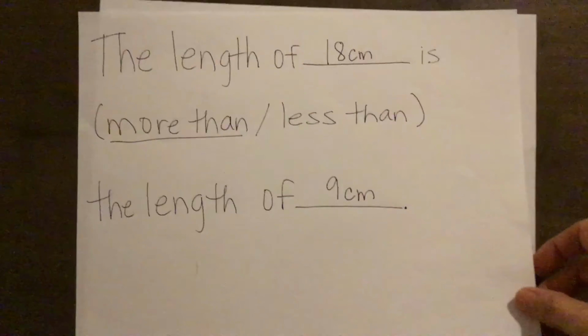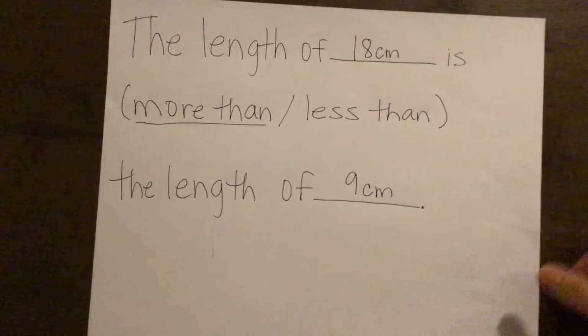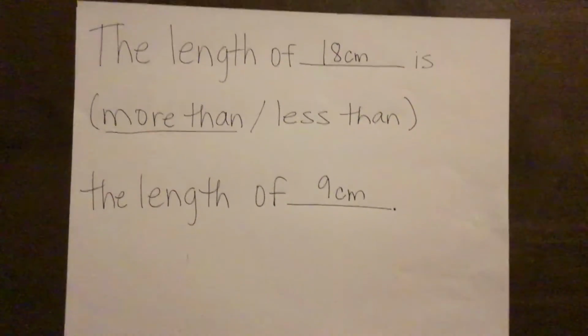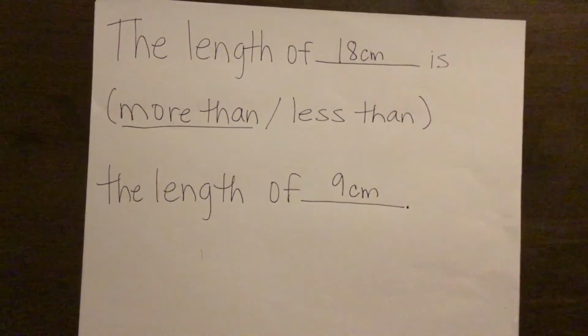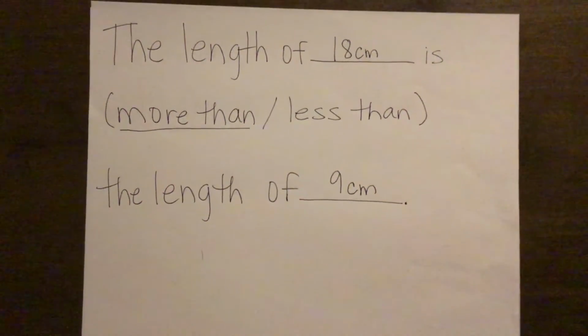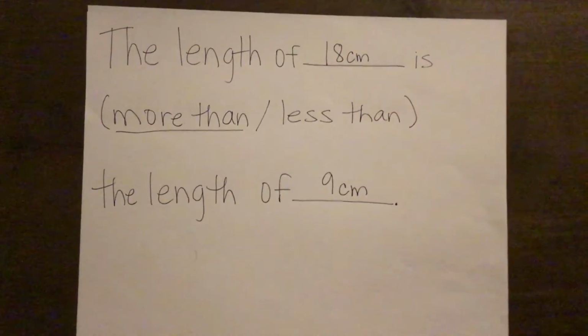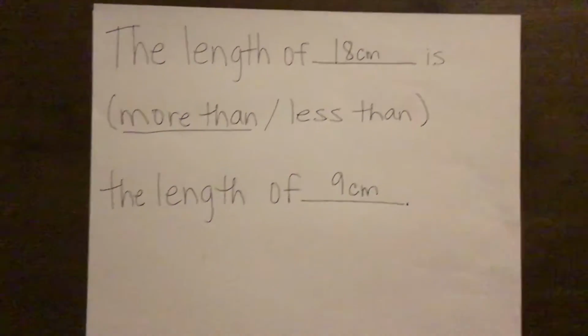So when you are measuring the objects, be sure to write them down. Okay, so when you're ready to finish your sentence, which I've done here, you can fill in the blanks. So the length of 18 centimeters is more than the length of 9 centimeters, and we saw that comparing the pen and the crayon.